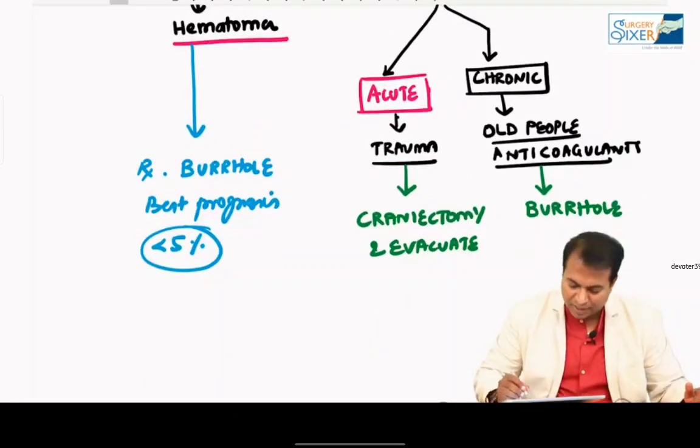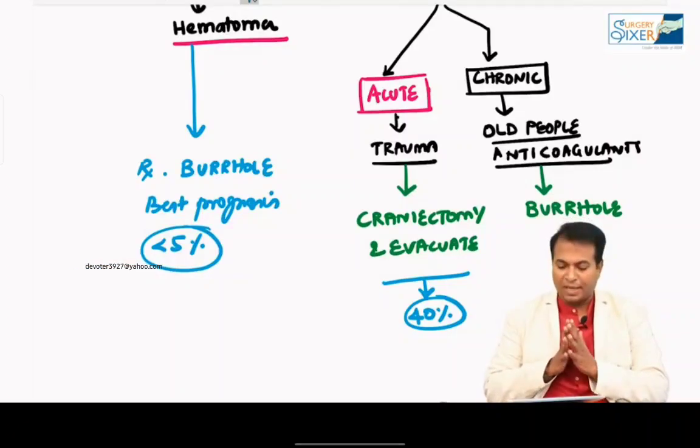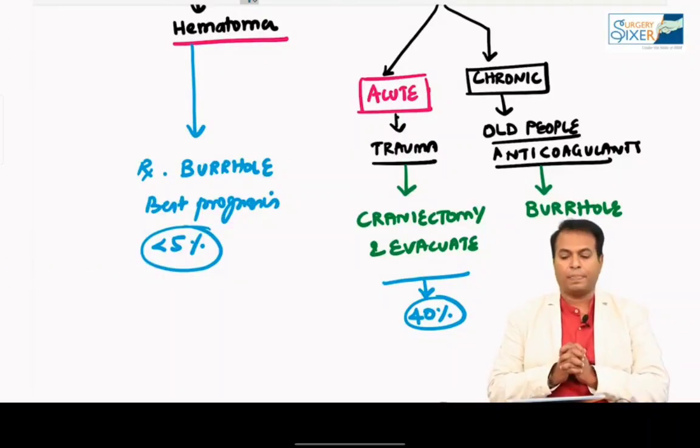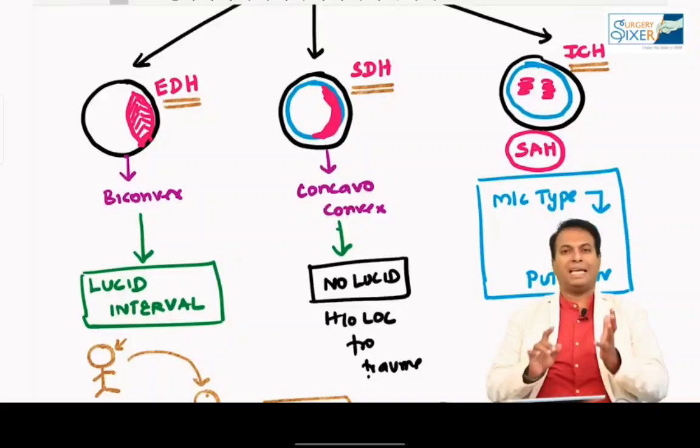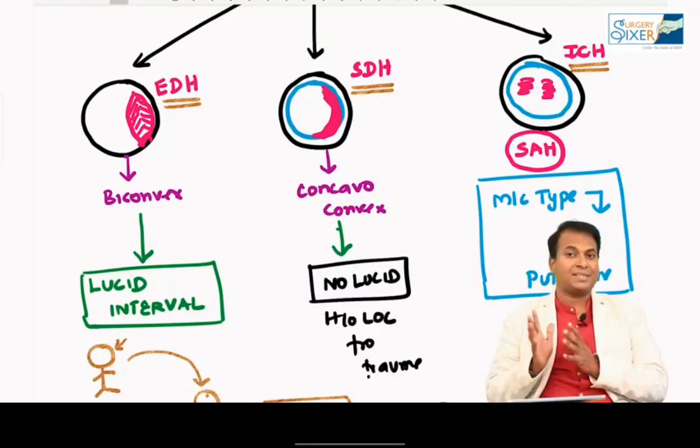But SDH has a very bad prognosis. Acute SDH can have around 40% mortality even with all types of treatment. So please remember, the types of hematomas are EDH, SDH, and intracranial hemorrhage. Overall, the most common hemorrhage is intracranial hemorrhage, and it is usually a putamen hemorrhage seen in hypertension patients.